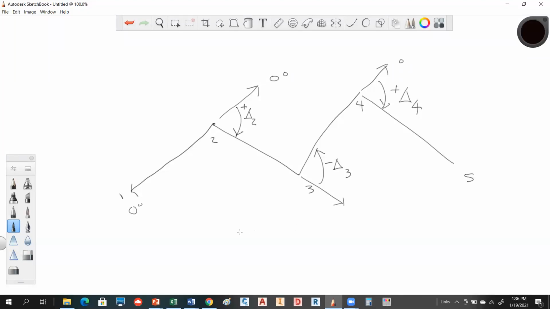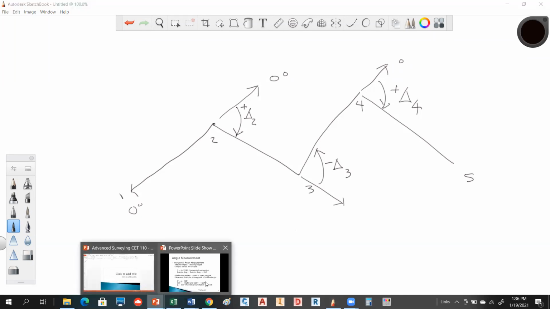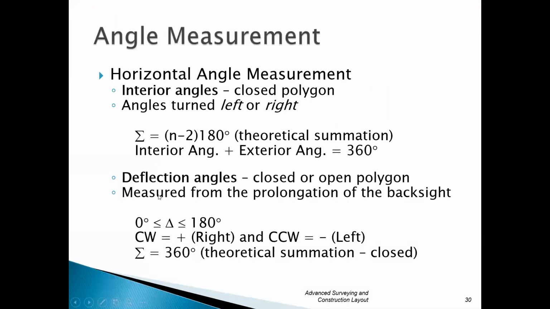And these types of angles are not used that much for, say, buildings or those kinds of things. But when you get into highways and pipelines and those kinds of things, this type of angle is used quite a bit. So notice also, we can never talk about an angle greater than 180. And if we're turning it to the right, that's typically positive, left is negative.